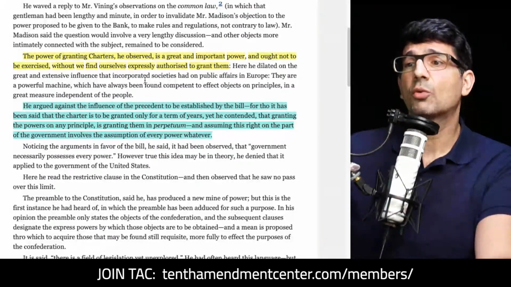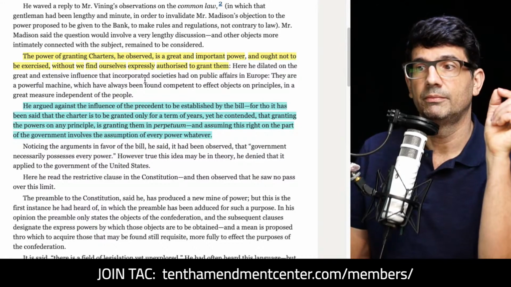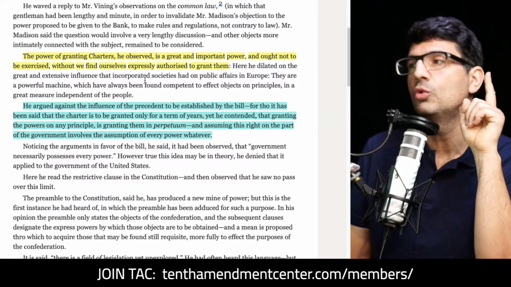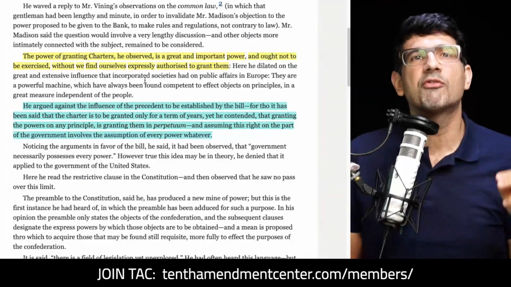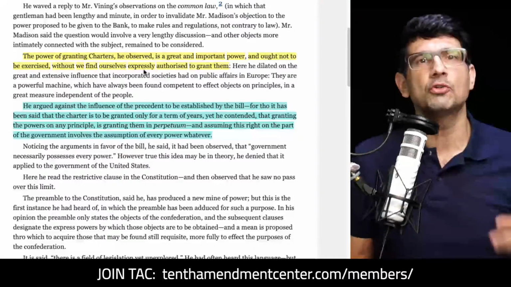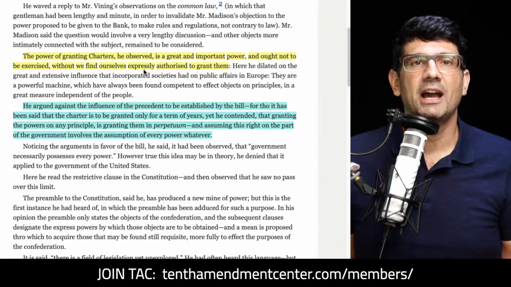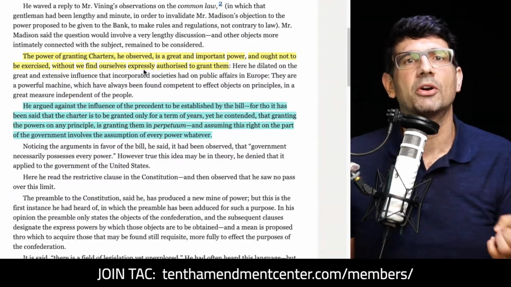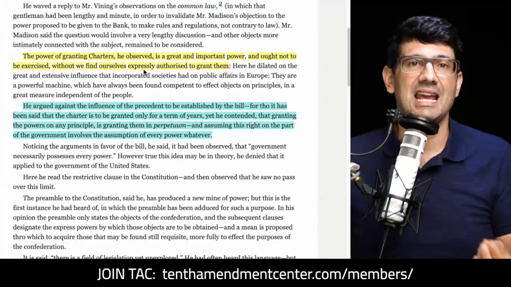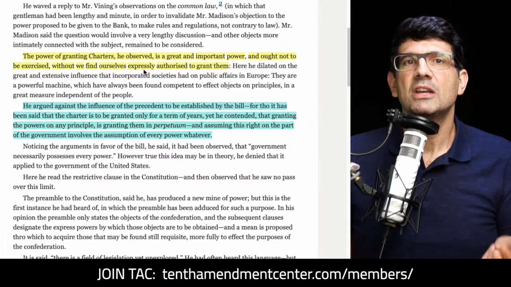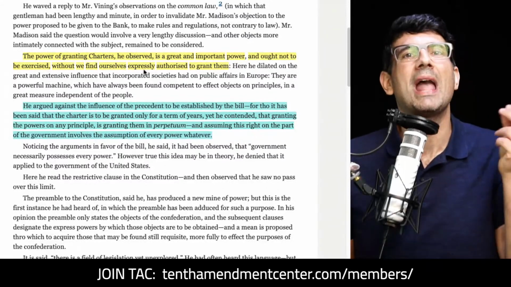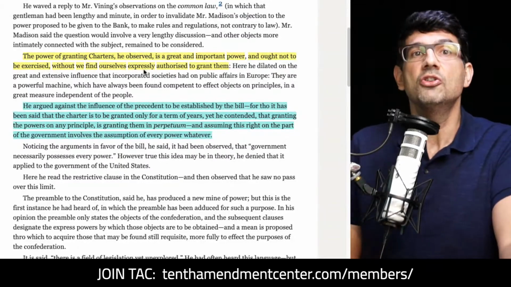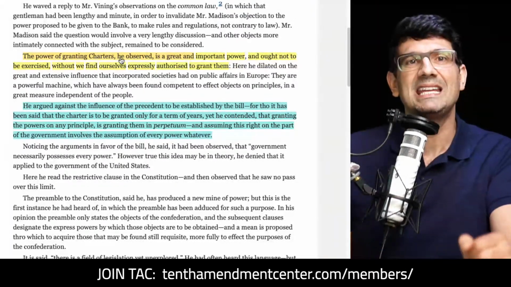He says, yet he contended that granting the powers on any principle is granting them in perpetuum. In other words, soon as you give them the power to do one little thing, they have that power forever. And you're just relying on the goodness of those people in the future to maybe not use that power. So that's what you really have to consider. And that's something I talk about all the time. The power that you grant someone or you're okay with somebody using today, even if you like the results right now, you're also granting that same power to people who hate you, hate your liberty, hate the Constitution, and want to do exactly the opposite. So the idea is, don't grant them the power in the first place. And Madison's making that case right here.